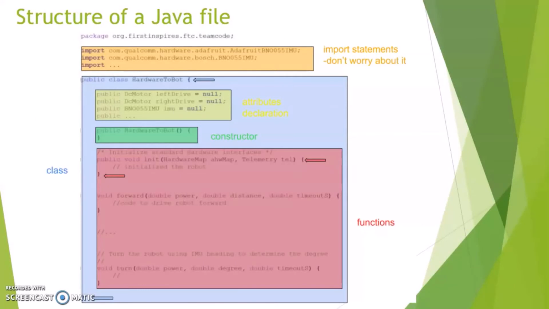Structure of a Java file. You have import statements that will be included when you first launch your OnBot program. You have the class, the attributes declaration, the constructor, and then all of your functions.